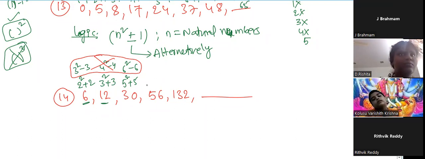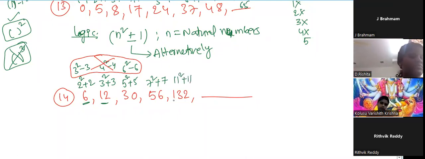What is the next prime number after 5? 7. 7 square is actually 49, plus 7 means 56. Is that matching or not? Prime number only. Yes. And what about 11? 11 square is 121, plus 11 is 132. And it is matching. Yes, it is continuing the same logic.